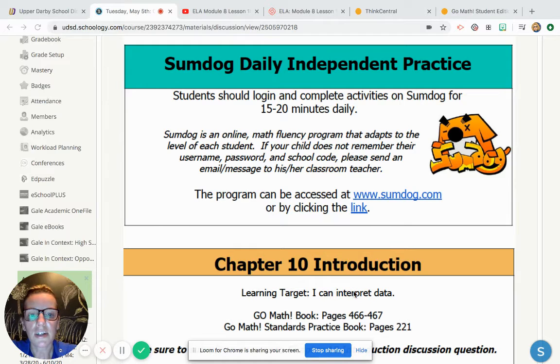So your learning target is I can interpret data. We are starting a brand new chapter, which is chapter 10. So we're working with data. Data is information that you collect by asking questions, taking surveys. Then you take that information and you put it into a chart or a graph or somewhere to record your information, what you've been gathering from people's answers.